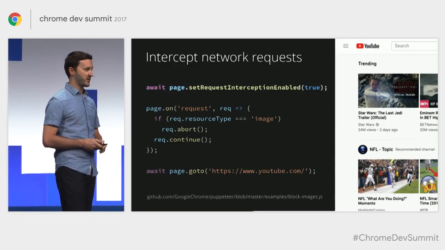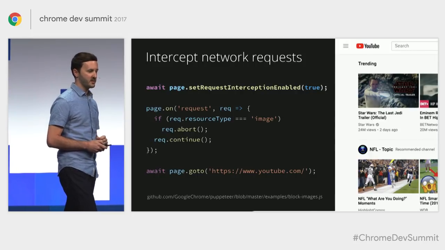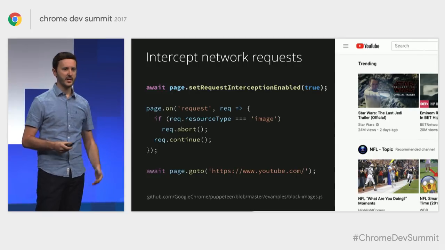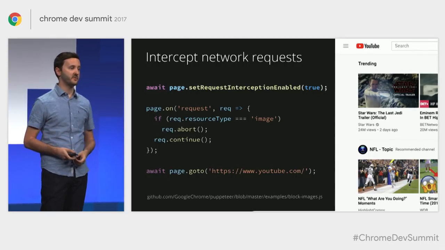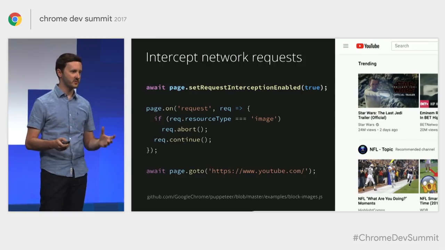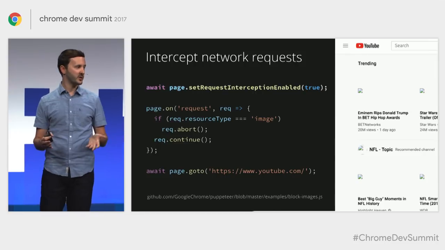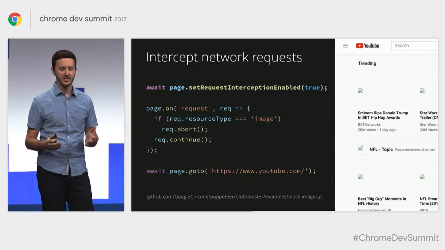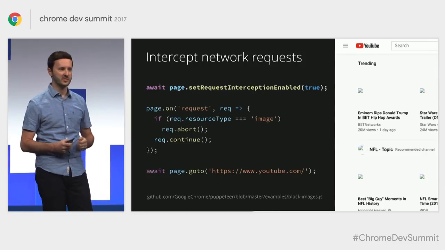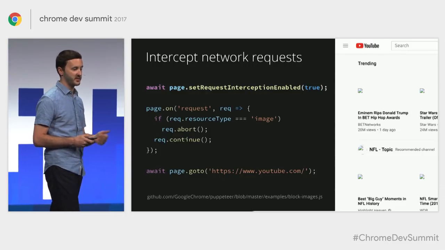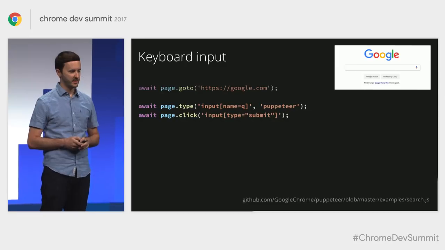Interception of network requests is a really cool feature of headless Chrome and Puppeteer. Using setRequestInterception enabled, we can intercept any request Chrome makes before it ever makes that request and decide what to do based on the resource type or the URL. In this example, I'm just aborting any request for images, saying, I want to test my page and see if the layout looks good without images, if the images fail. That's a common thing. I want to know what it's going to look like, so I can write a test for that using Puppeteer.